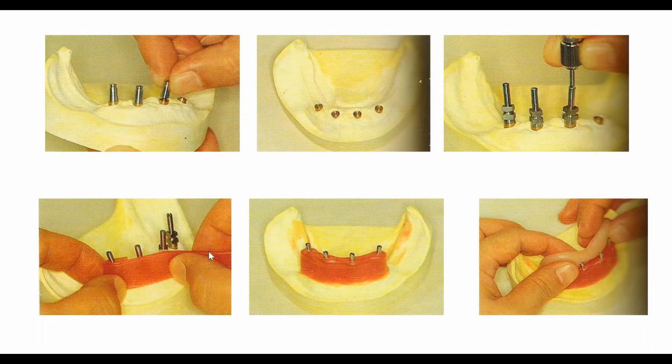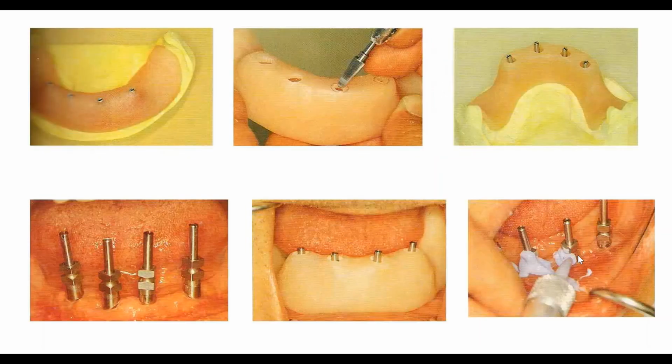The wax is adapted all over the surface of the pickup impression coping, and the custom tray is fabricated around the wax. Now once the custom tray is formed, the area of the orifices is widened with the help of a burr, and this tray is tried in the patient's mouth.